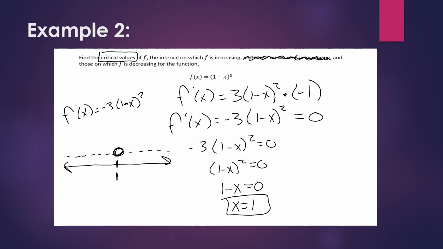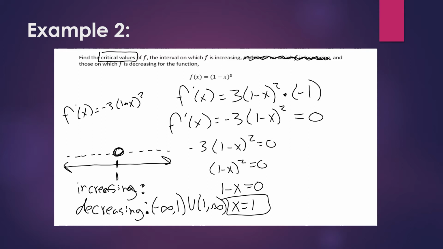So this function is decreasing everywhere except for where x equals 1. So where are we increasing? Well, we're not increasing anywhere. We're just not increasing. So decreasing, that would be from negative infinity to 1, union 1 to infinity. So we're just decreasing everywhere.